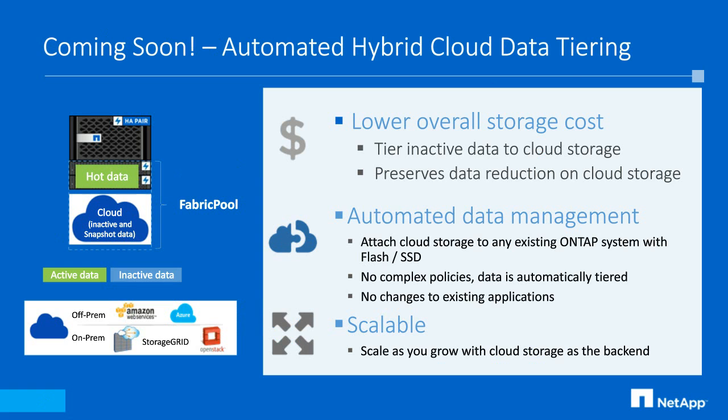One of the other tiering technologies that is coming soon, I thought was worth a mention because I am still at Insight Berlin. We've announced it at NetApp Insight in Vegas and at Berlin here at our conference. And this is an auto tiering capability for hybrid cloud. And this is called Fabric Pool.